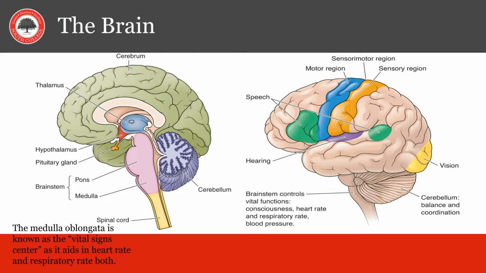We can isolate various functions of the brain based upon the hemispheres and the lobe where it occurs. Note the brainstem aids in respiratory and heart rate control, and the cerebellum helps in balance and coordination. The medulla oblongata is known as the vital signs center, as it aids in heart rate and respiratory rate both.